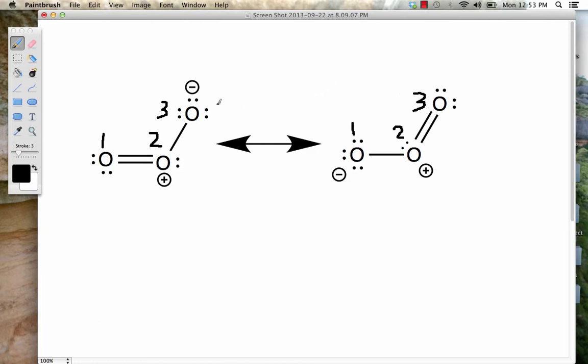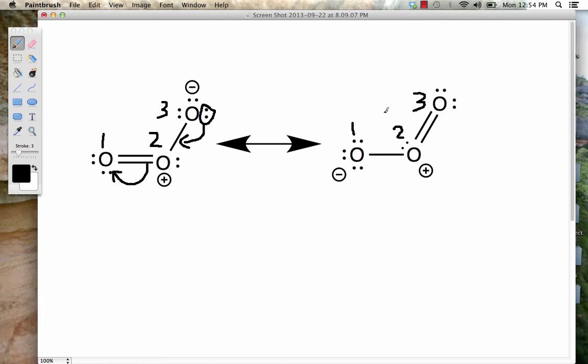So we'll start with this lone pair on oxygen number 3. It'll move down to form a double bond with oxygen number 2, while the electrons in this pi bond right here will move up to oxygen number 1. Notice how throughout this change, the plus charge has stayed on oxygen number 2, while the negative charge has switched from oxygen 3 to oxygen number 1.